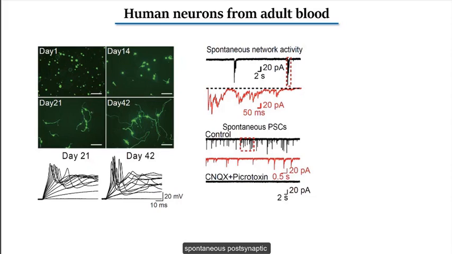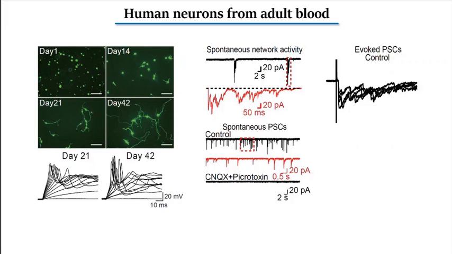At the same time, you get spontaneous postsynaptic currents, and you can block them with synaptic receptor blockers like CNQX, an AMPA receptor specific blocker, and a GABA A receptor blocker toxin. When you put them together, you completely get silence.